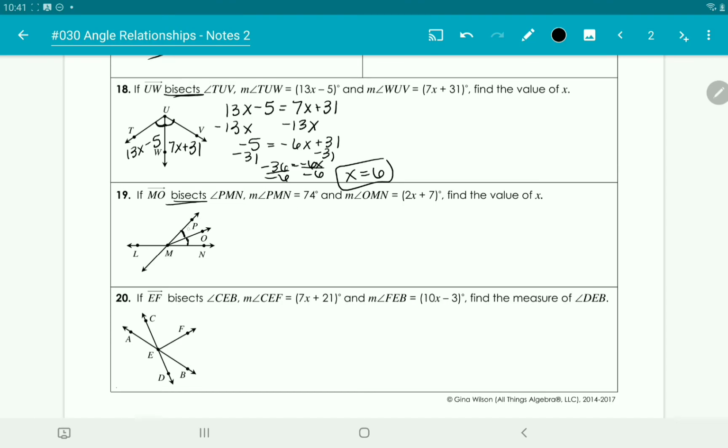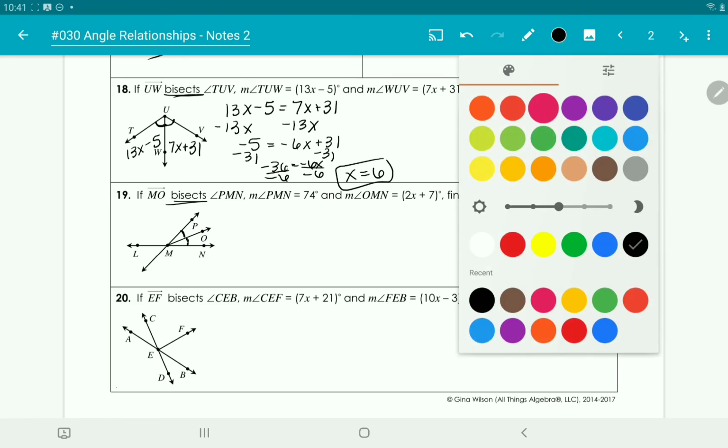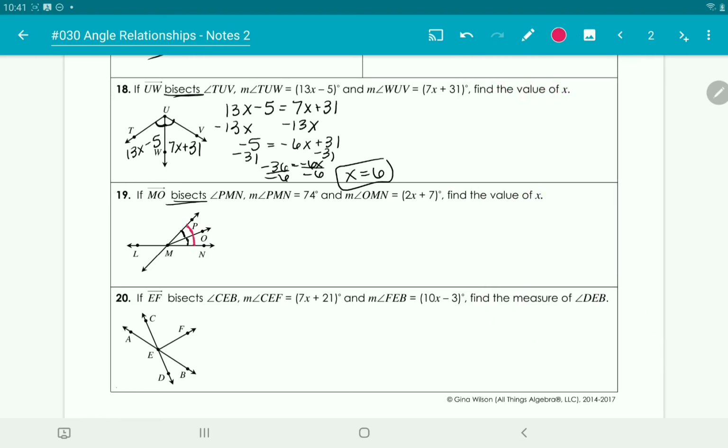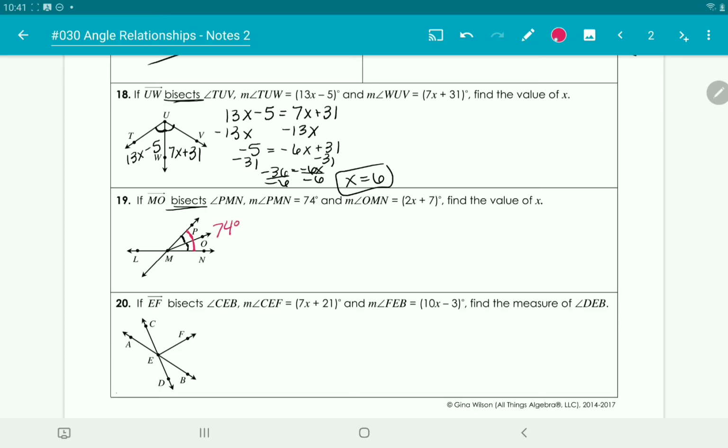PMN, the entire angle, I'm going to do it in a different color so that you can actually see what I'm doing. This one right here, the entire angle is 74 degrees. So if the entire angle is 74 degrees, each of these is half. So angle PMO is the same as OMN. So these two angles are going to be half of 74. Okay? Half of 74 is 37 degrees. So each of these is 37 degrees.